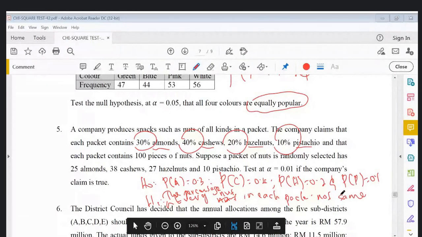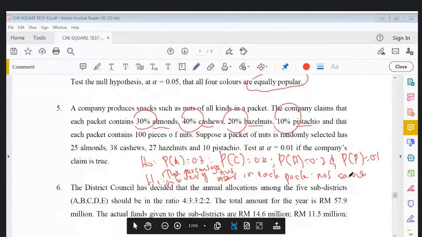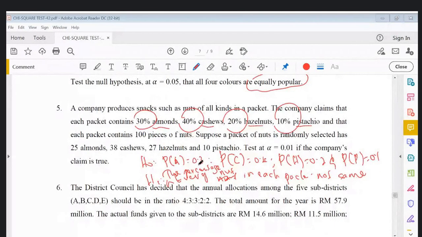Okay, not same. This one is not the same. You must use P as 0.3, 0.4, 0.2, and 0.1. You must do it like this. This is the observation, this is E. The observations are 25, 38, 27, and 10. For this one it is N times P.